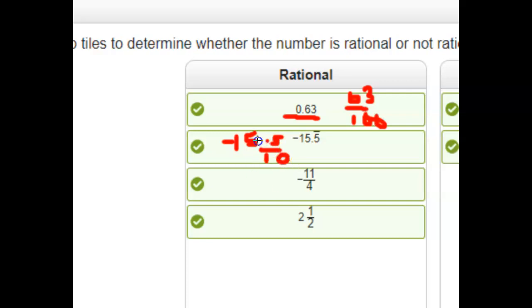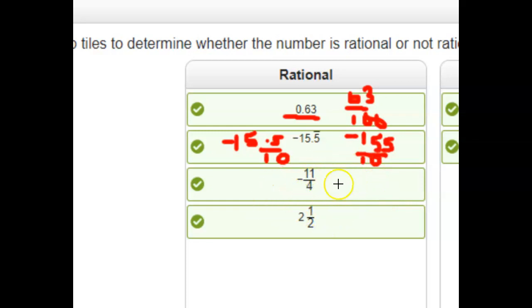And I can make that into a fraction of two numbers by simply multiplying 15 times 10, the denominator, which would give me negative 150. And then I would add 5 to that. And that would give me negative 155 over 10. Right? So I know that that's rational.